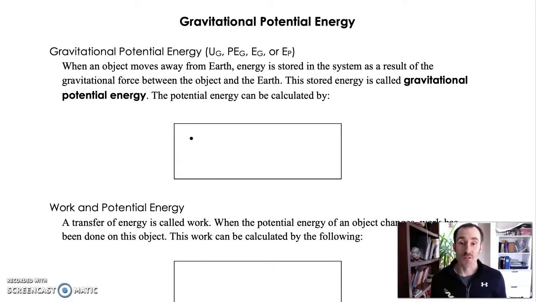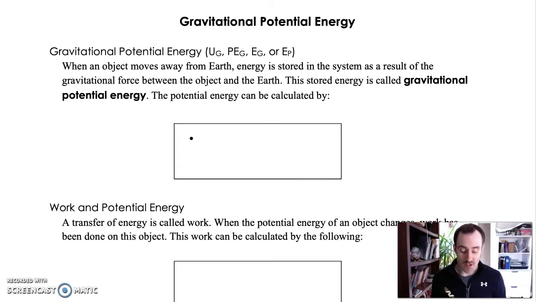Last time we talked about kinetic energy, the energy of motion. And this time we're moving on to potential energy, which is stored energy. Specifically, we're going to be talking about gravitational potential energy. So gravitational potential energy is an object or system's stored energy based on its position above the surface of the Earth.